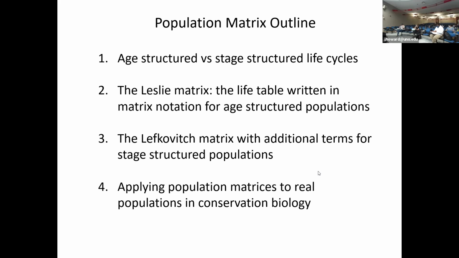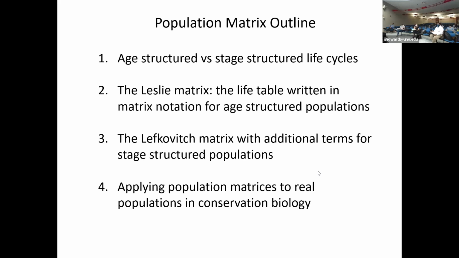Then we'll talk about an alternate formulation called the Lefkovitch matrix, which is the actual thing that conservation biologists and population biologists use to model these complicated populations where there's more than one option of living or dying. And at the end, I'll give you 3 examples of how we have actually used these matrices to understand the dynamics of real populations.